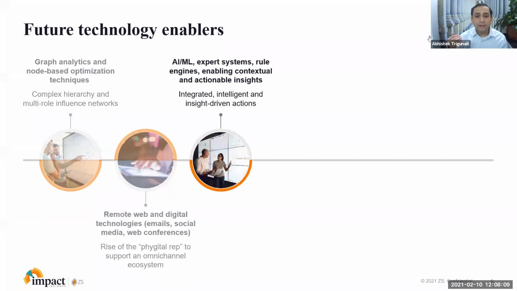The next important one is that of AI/ML. Through a combination of decision support techniques, from the basic rule engine to the advanced AI/ML leveraging genetic algorithms, the goal is to provide contextual and actionable insight to our users to enable intelligent and insight-driven actions.